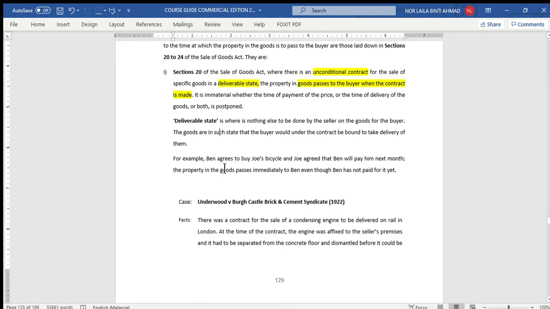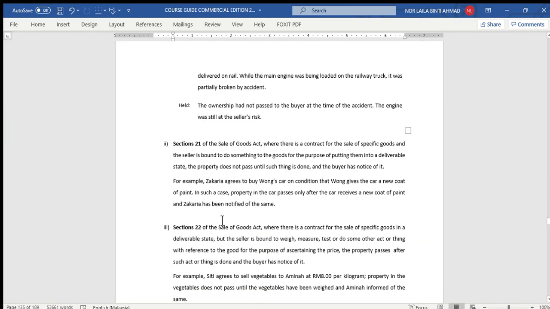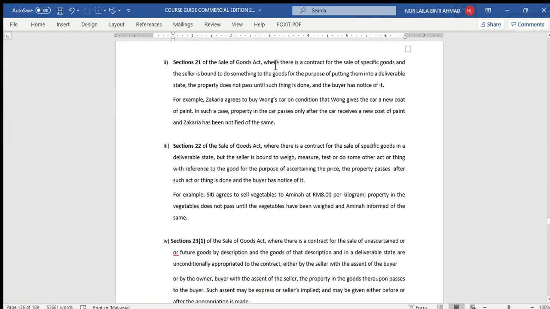For example, Ben agrees to buy Joe's bicycle and Joe agrees that Ben will pay him next month. The property in the goods passes immediately to Ben even though Ben has not paid for it yet. Even though there is no payment yet and no delivery of the goods yet, at the time they entered into the agreement, the ownership already passed from the seller to the buyer. So this is under the first rule, section 20. Next we continue with the second rule.